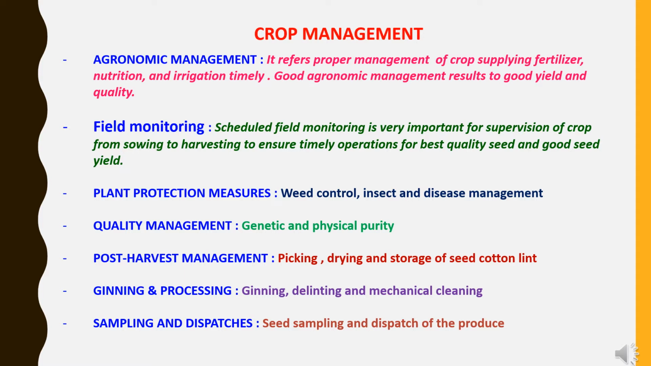Then post harvest management, which includes picking of seed cotton, then drying and storage of seed cotton. After that, plant processing operations, which consist of ginning, delinting and mechanical cleaning. After that, sampling and dispatch, where we have to take samples of the final produce. It should be sent for quality test and dispatch of the produce to the processing plant. So we have to manage all the procedures involved in hybrid cotton seed production.